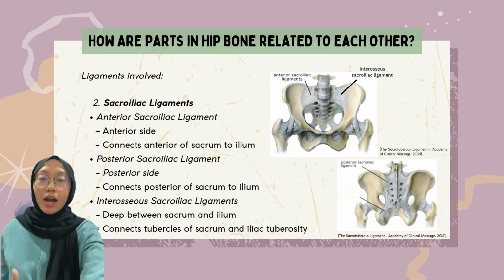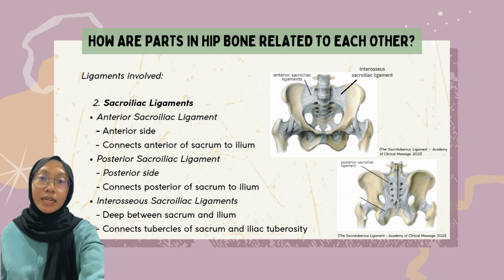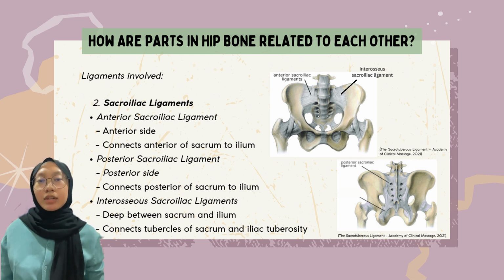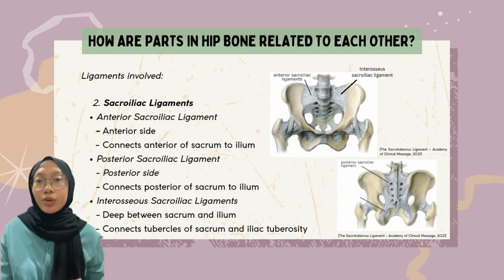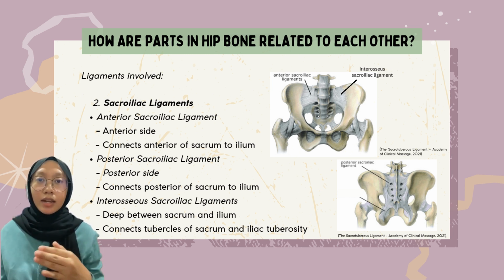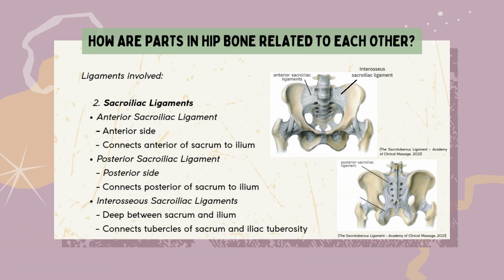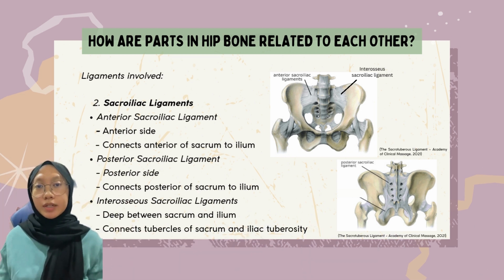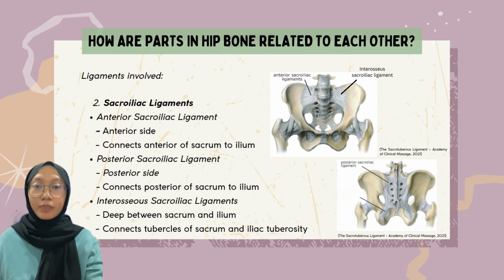Now, the third sacroiliac ligament, which is the strongest and the deepest, is the interosseous sacroiliac ligament. This ligament lies deep between the sacrum and the ilium, behind the actual joint capsule. So we cannot see this interosseous ligament, because it is hidden. This ligament connects the bony tubercles of the sacrum and the ilium. It is extremely strong, and it acts like the main anchor of the sacroiliac joint.